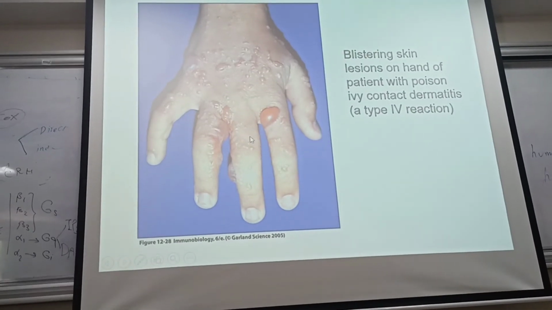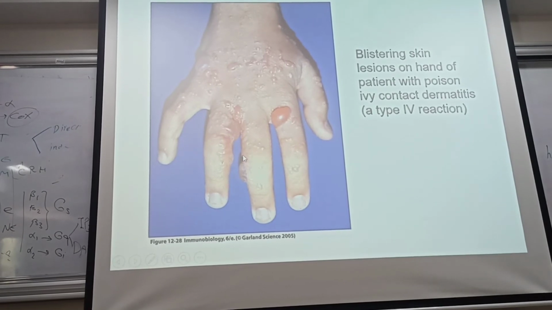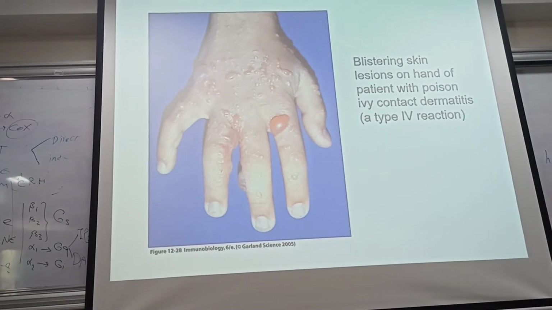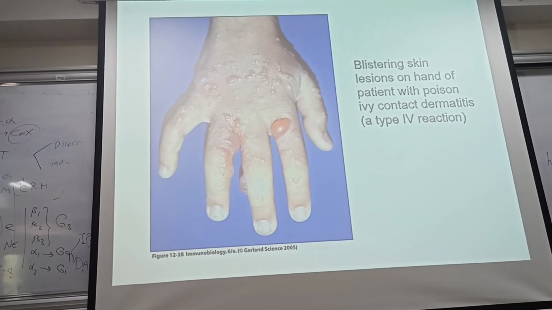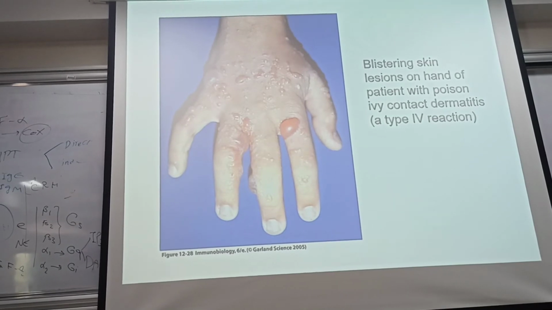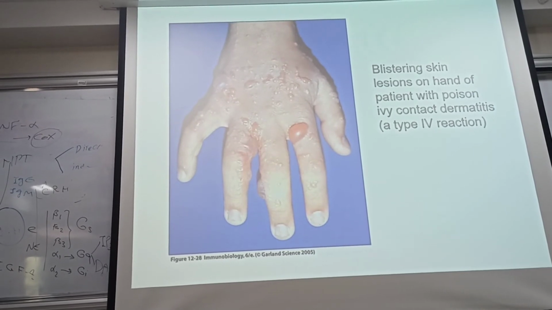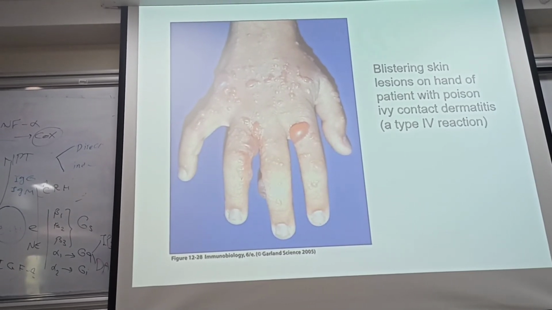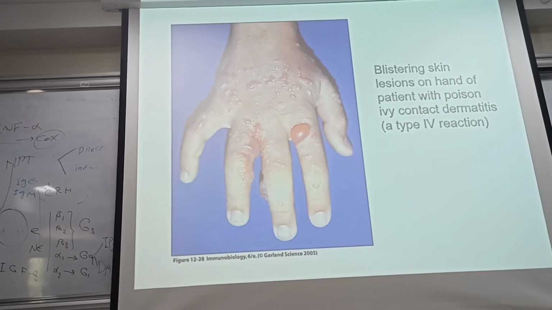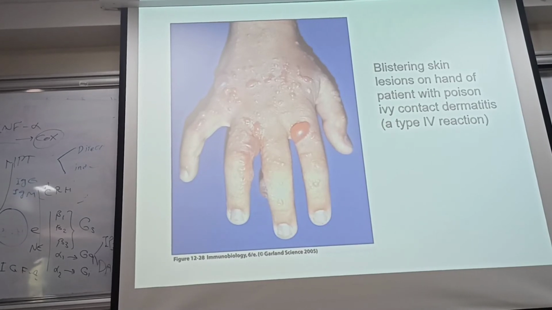Type 4. Here you can see blisters on the skin. Okay? This is contact dermatitis, when a drug can contact with the skin. Here we have no antibody, unlike type 1, 2, and 3. Here we have a delayed hypersensitivity reaction, or type 4.